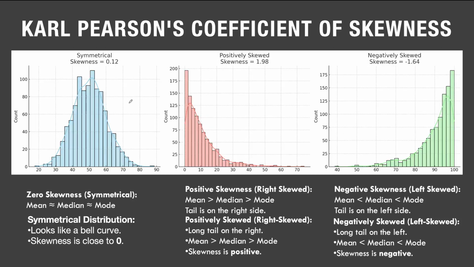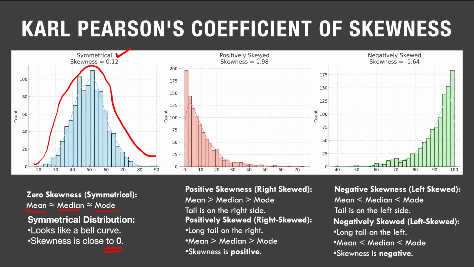Let's come back to the graphs that we were talking about. Talking about the most symmetrical graph that we have over here, this is basically called a symmetrical graph. There is zero skewness because mean is almost equal to median is almost equal to mode. So this graph would look like a proper bell-shaped curve. See, this is looking like a bell-shaped curve, right? Also, the skewness is close to zero, which means things on the left hand side are almost balanced out by the things on the right hand side.